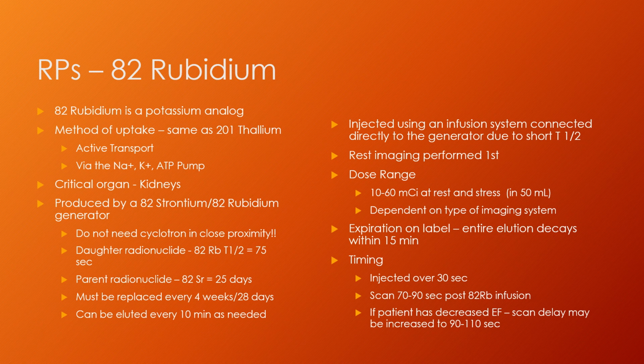Rest imaging is always performed first. You never do stress first images. So it's always resting first, the patient gets stressed, and then their stress scan. The dose will range from 10 to 60 millicuries for rest and stress. It's typically the same dose for rest and stress, so this is different from technetium-based agents as well.